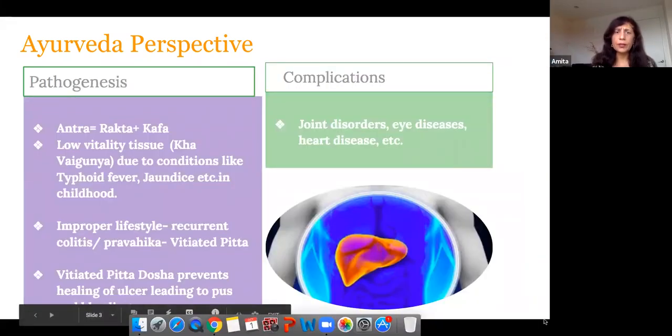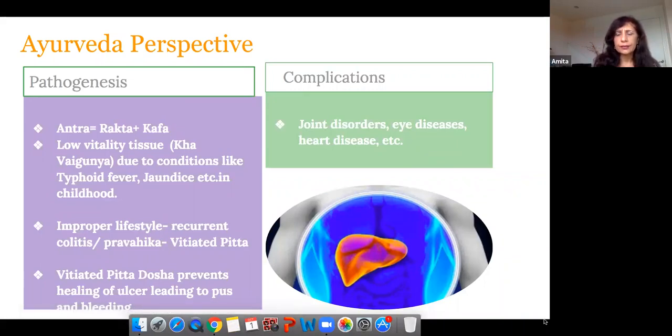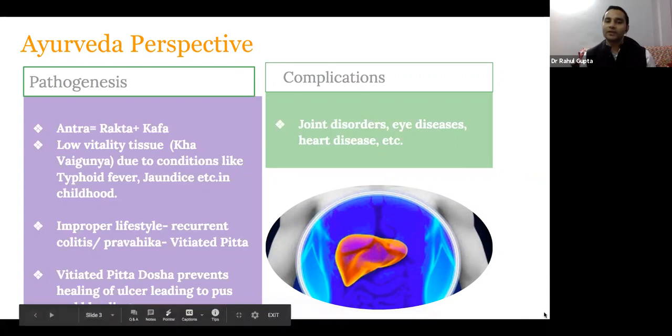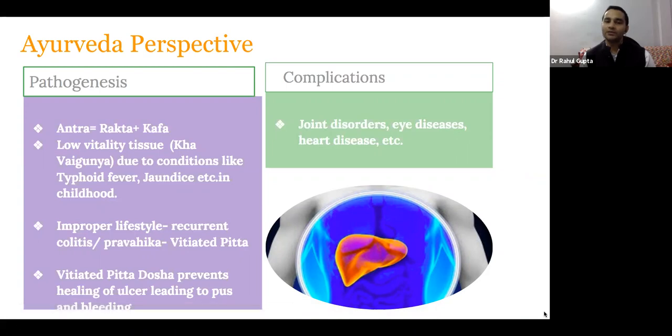Let's just talk about the complication and pathogenesis. In Ayurveda, it is told that the large intestine is made up of Rakta and Kapha. Rakta means blood, and Kapha is a basic element of the body whose basic function is to provide lubrication in the body. So the large intestine is made up of Rakta and Kapha.